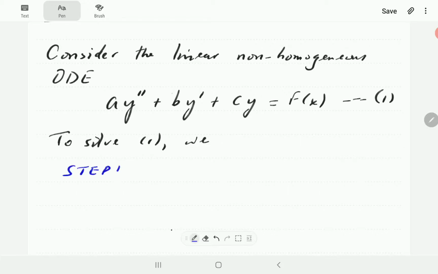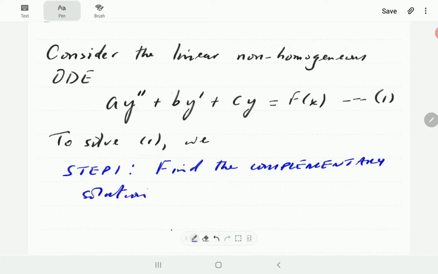So step 1, the first thing we are going to do is find what we call the complementary solution of equation 1. The complementary solution, we're going to denote yC. How do we find the complementary solution?